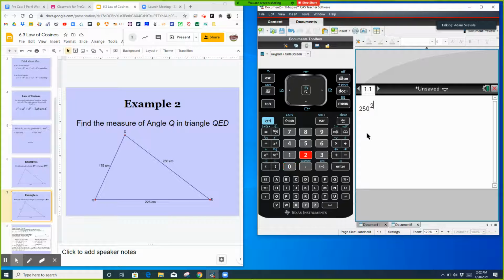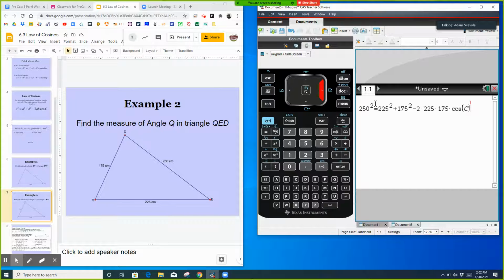So I do 250 squared is equal to a squared, we'll make a 225, plus b squared, we'll make b 175. And again, you could switch those last two, minus 2 times 225 times 175, times the cosine of C.